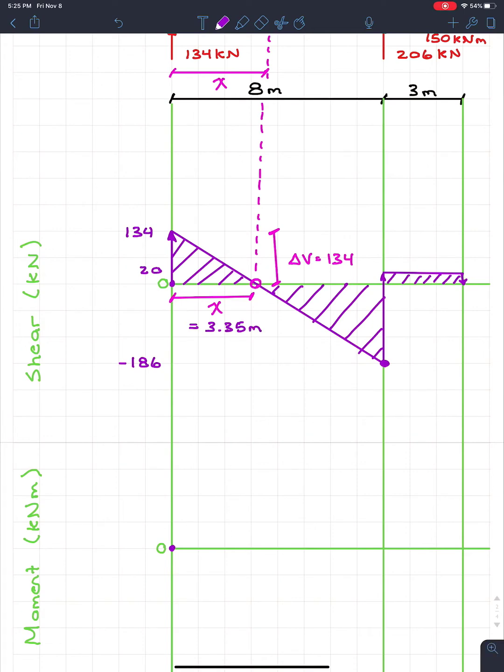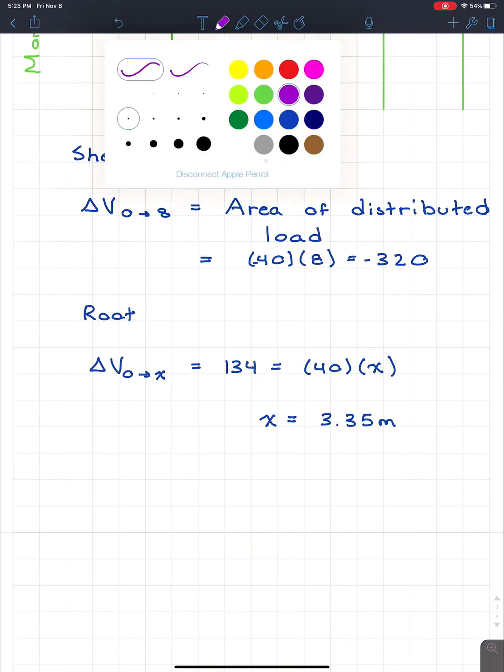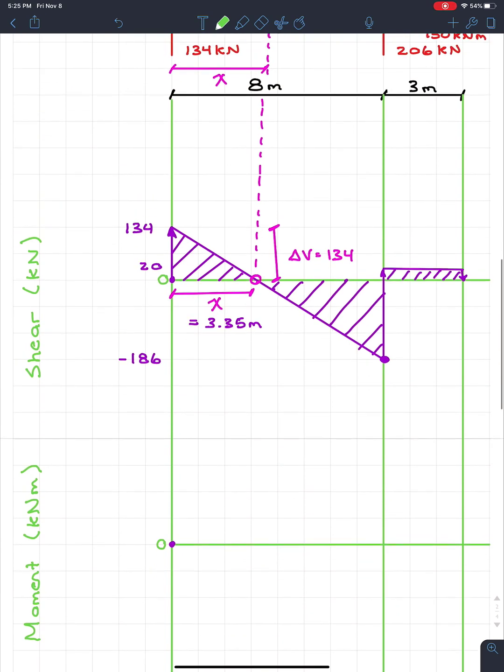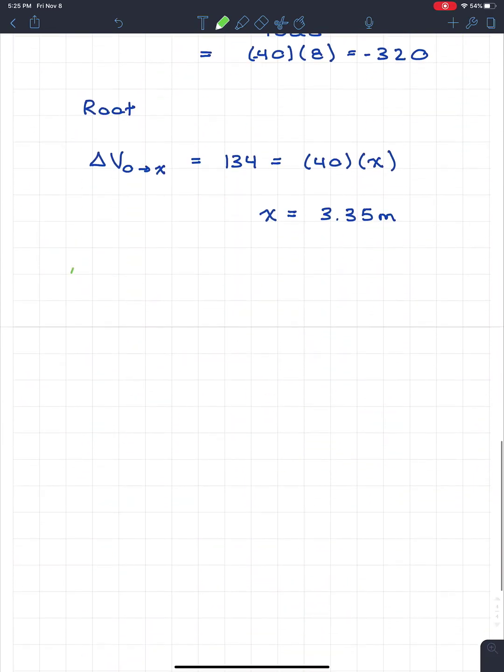And the question won't say when is the shear equals to 0. That's not the question they're going to ask. It's going to actually be when is our moment a maximum. So you guys will see that this 3.35 meters is going to be very important. So I'm going to come down here, and we just did everything for a shear diagram. So if we look at our shear, we know the intercept, we know where all the points are, we know the magnitudes. Shear is good. So if we come down here, we can start talking about the moment diagram.